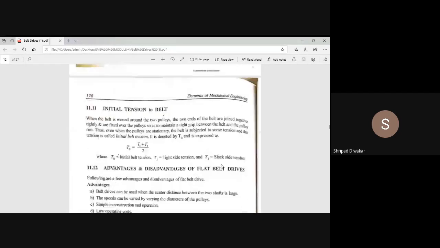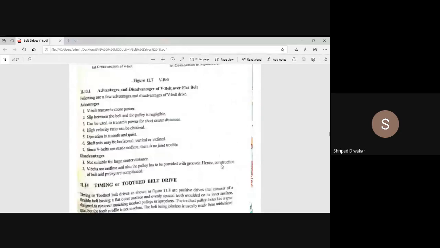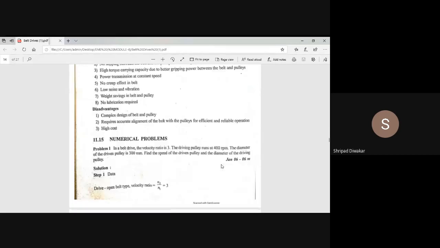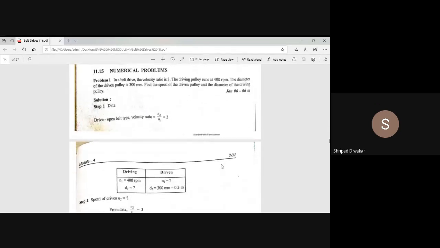Now I'll do a simple problem on how to find out the length of open belt drive or cross belt drive. Problem number 1. In a belt drive, very simple problem, velocity ratio is 3. Velocity ratio means what? N2 by N1.